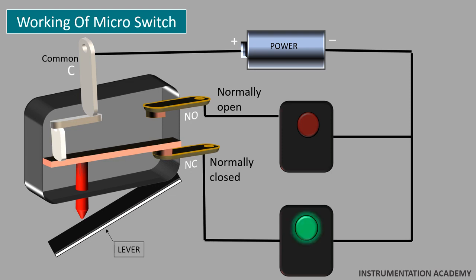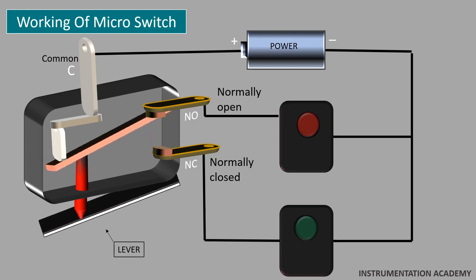So initially the green LED glows, which is connected at the NC terminal of the switch. When slight force is imposed on the lever, the C and NO terminals get connected and the red LED glows, as there is now contact established between C and NO terminals. As there is no contact between C terminal and NC terminal, the green light will be off.